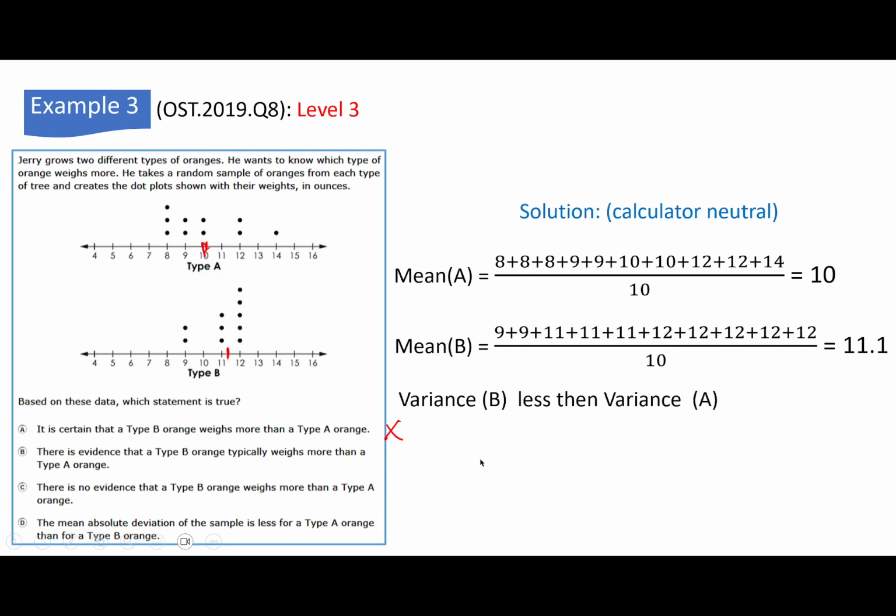Also, the variance of B is less, see, most of the data is close to the mean, less than this, okay? So that tells me that there is evidence that a type B orange typically weighs more than a type A orange. Now, if you look at the other 2 here, you will see they don't make much sense. There is no evidence. No, you cross that. The mean absolute deviation of the sample is less for type A orange than for type B orange. No, the deviation here is more than the deviation here. So both of these are not good, okay?